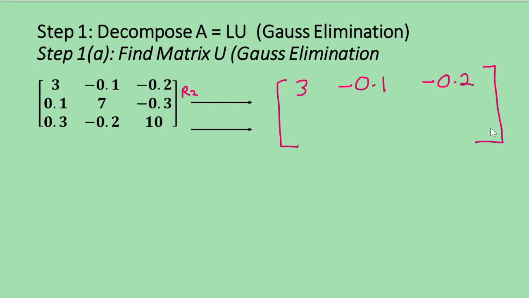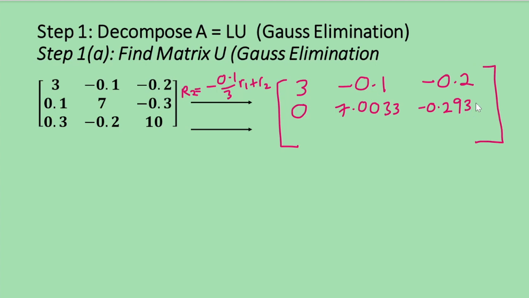So the new row 2 would be negative of 0.1 divided by 3, row 1 plus row 2. And this gives us 0. Plug in the values using calculator. So plug in R1 with negative 0.1 and R2 with 7, you would get 7.0033. Next, the new value of A23, you would plug in negative 0.2 into R1 and negative 0.3 into R2 to get negative 0.2933.